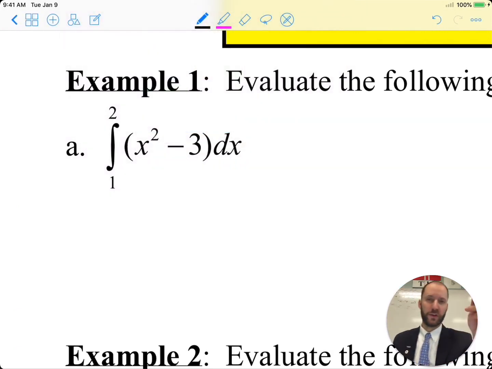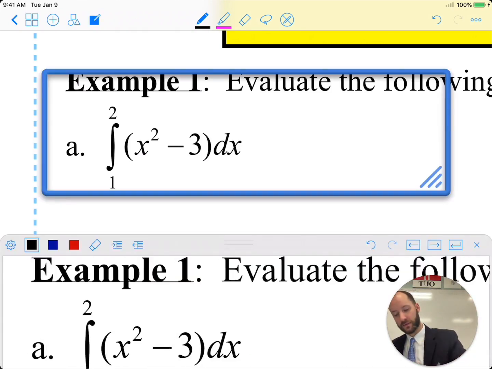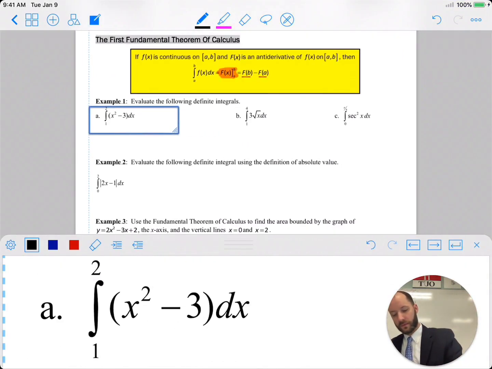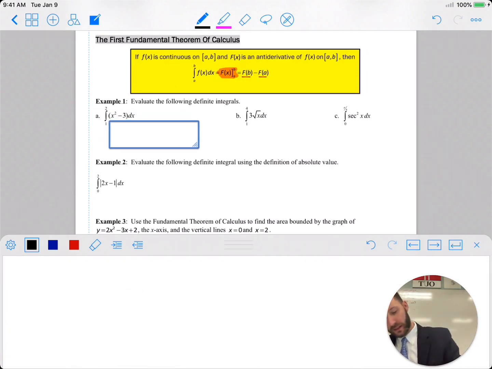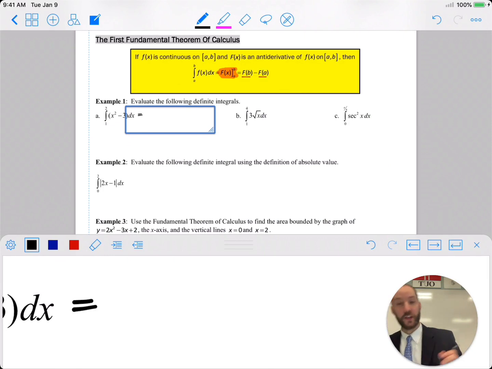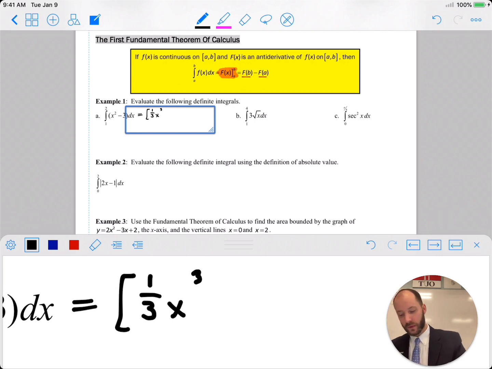We'll start out pretty similar first, and then get into some of the applications of this. So the definite integral from 1 to 2 of x squared minus 3 dx. Okay, first we want the antiderivative, so x squared becomes 1/3 x cubed, minus 3 becomes minus 3x, and evaluate that from 1 to 2.